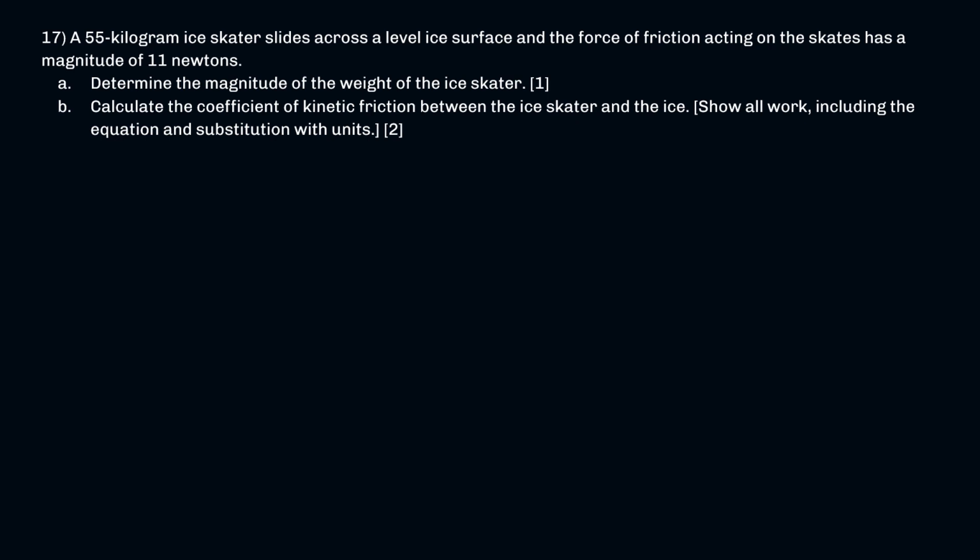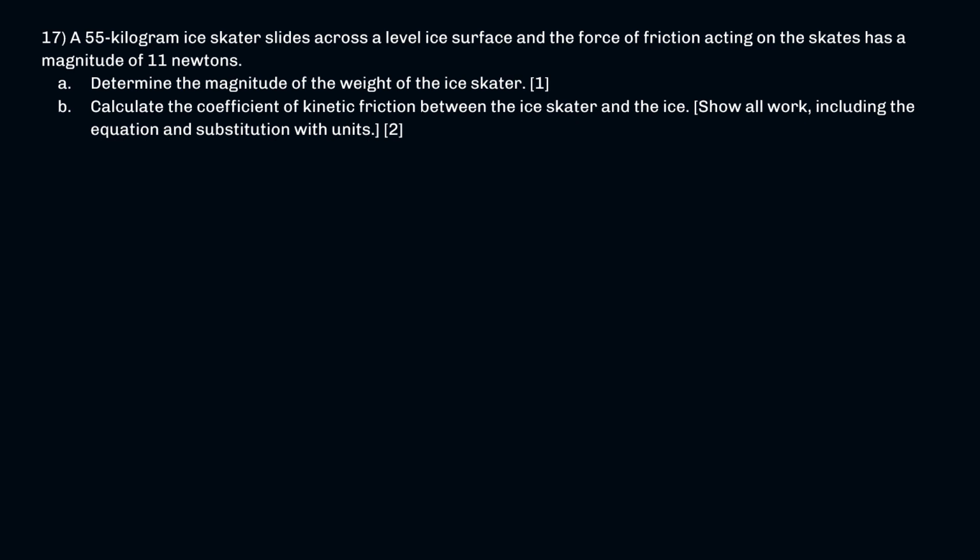Part A, which would be one question on the Regents, tells me to determine the magnitude of the weight of the ice skater. Part B, calculate the coefficient of kinetic friction between the ice skater and the ice. Show all work, including the equation and substitution with units. In the brackets, this tells me it is 2 points. I'll show you what is 1 point and what is the other point when we do that question. So this is part A.